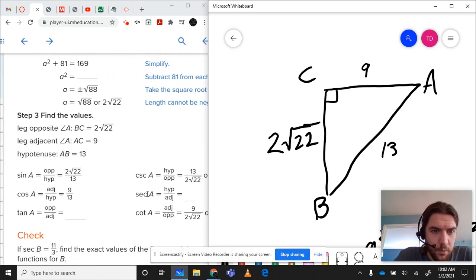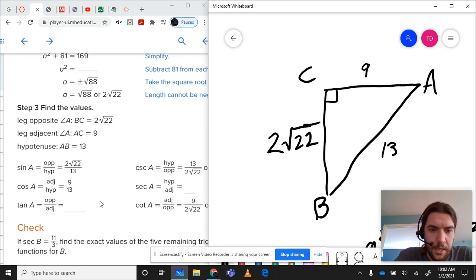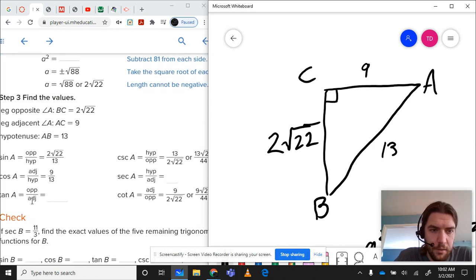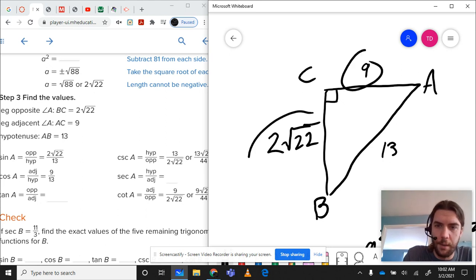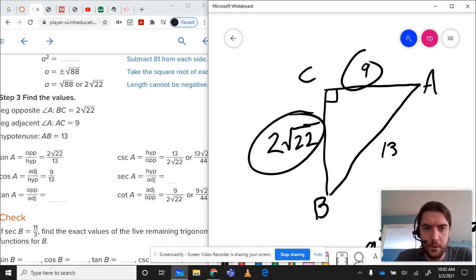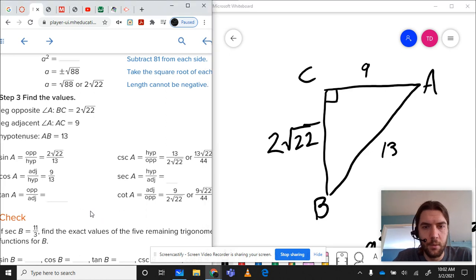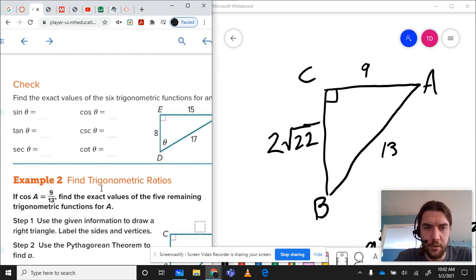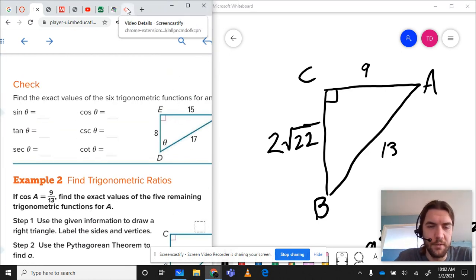For secant, we're just going to want the opposite of cosine. It's going to be our hypotenuse over adjacent, so it'll be 13 over 9. And for cotangent, it'll be the flipped over version here, adjacent over opposite, 9 over 2 root 22. Okay, and that's all it would take to figure out those 6 different trigonometric ratios for this particular shape.